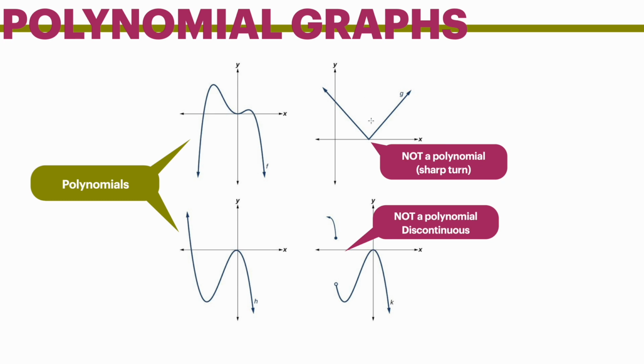On the right-hand side, in the top, this is not a polynomial because there is what we call a cusp or a sharp turn. And in the bottom, it is discontinuous because there is a jump discontinuity for this graph. So this would not be a polynomial function, but the left-hand side would be.